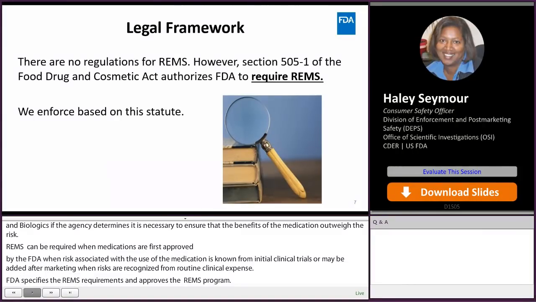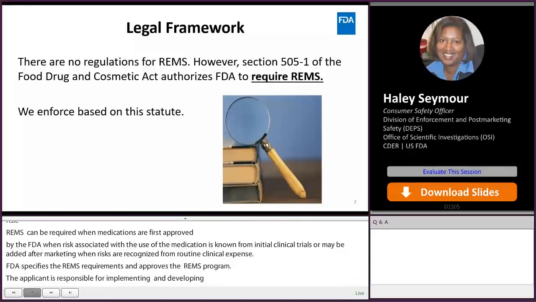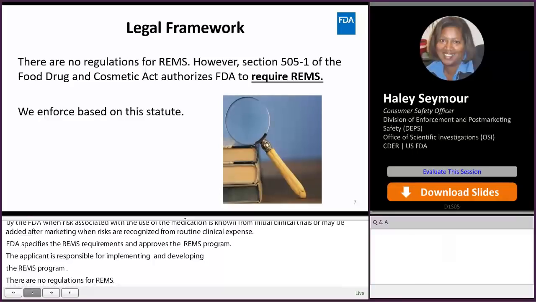There are no regulations for REMS. However, Section 505-1 of the Food, Drug, and Cosmetic Act authorizes FDA to require REMS. We enforce based on this statute.